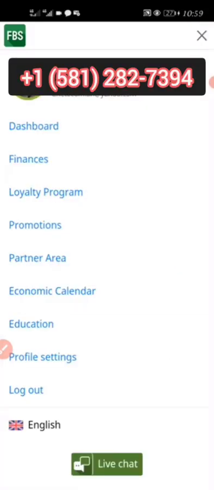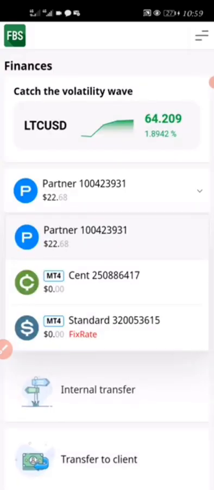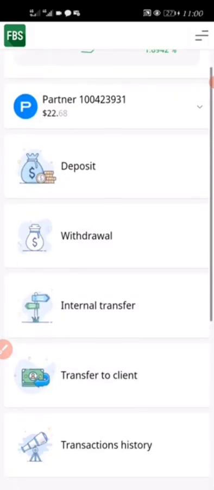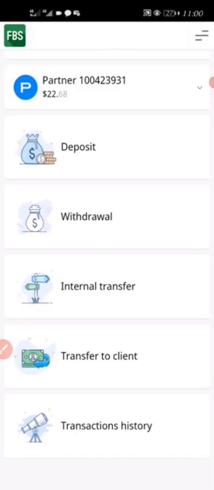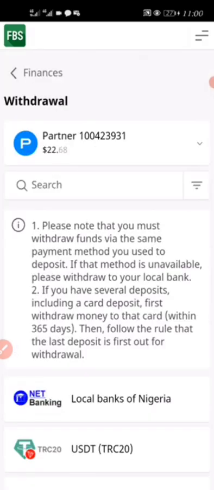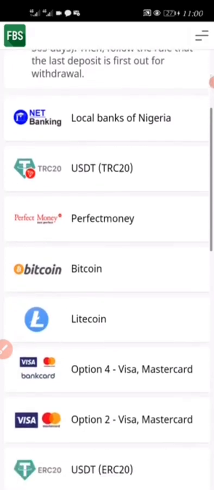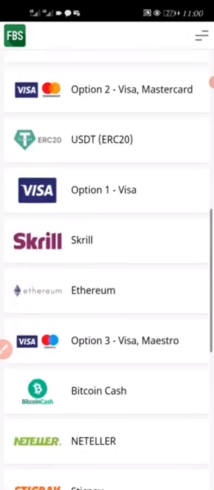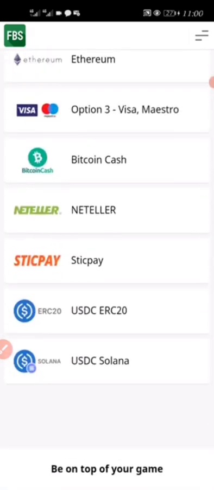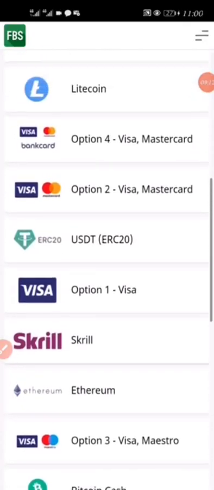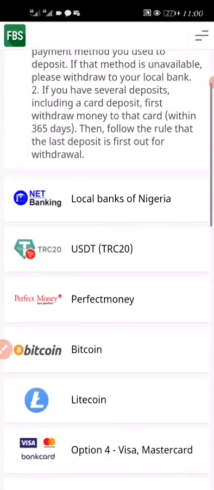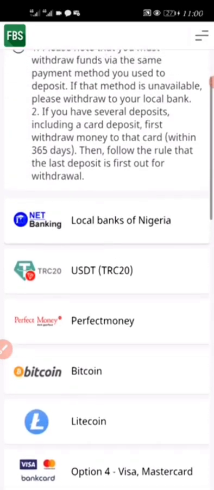If you want to withdraw this money, just click on finance here, choose the account and click on withdrawal. You can see so many withdrawal methods here that you can use.